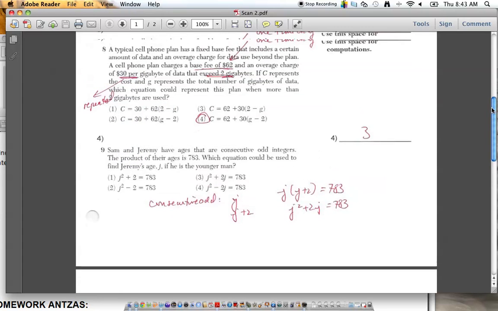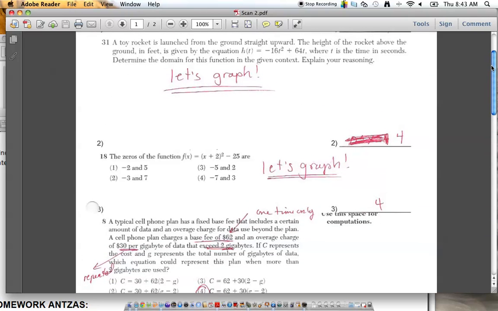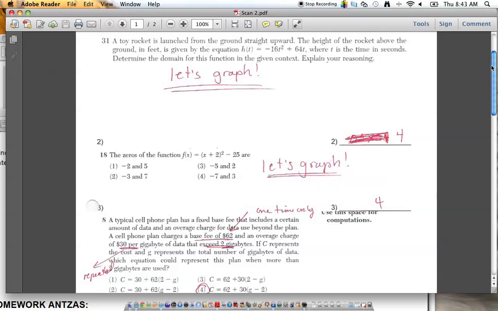Now we go to the first, you know what I mean. I was extremely happy with how we did on number 2. Did anybody get number 2 wrong? Okay, I don't need to talk about it. You just graph it, right?